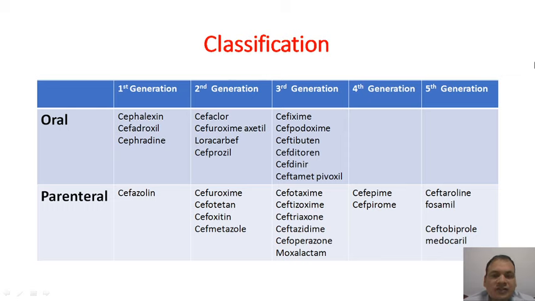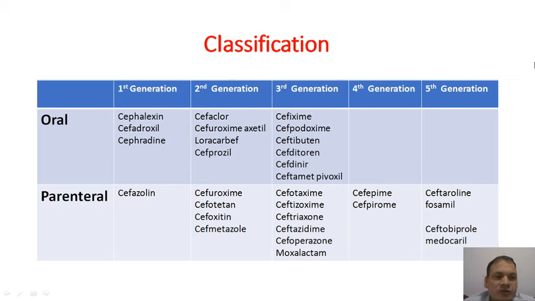In the fourth generation, we don't have any oral antibiotic. We have got a parenteral one, and generally there are only two antibiotics which have been categorized in this group, fourth generation, among the parenteral form. These are cefepime and cefpirome. Cefepime and cefpirome. Okay.